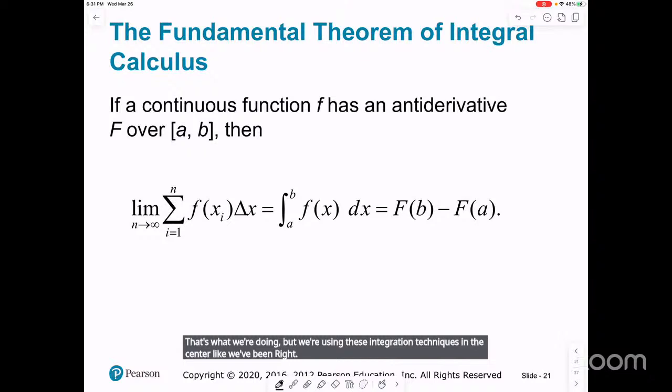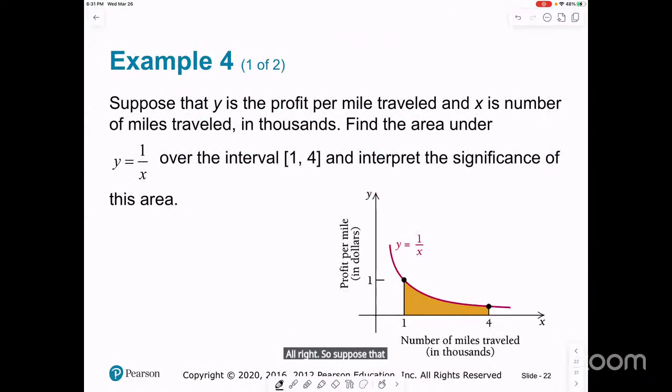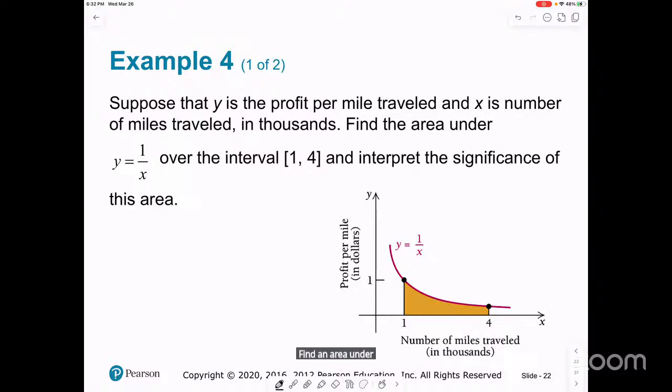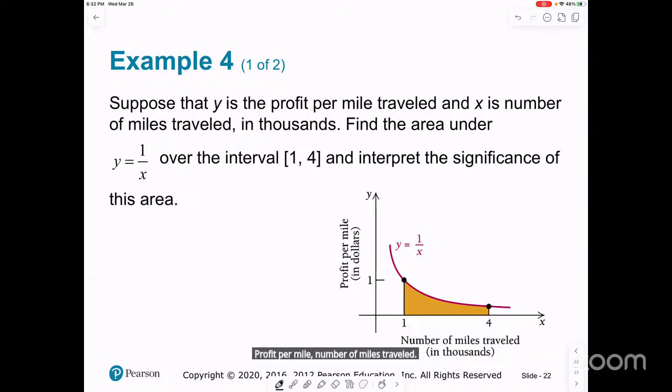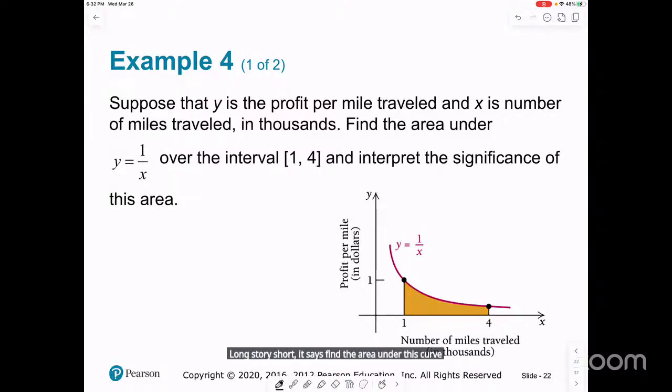All right. So suppose that y is the profit per mile traveled, and x is the number of miles traveled in thousands. Find the area under this curve over the closed interval from 1 to 4 and interpret the significance of this area. Profit per mile, number of miles traveled. So it seems like the more miles you travel, the less profit you make. Long story short, it says find the area under this curve over the closed interval from 1 to 4 and interpret the significance.